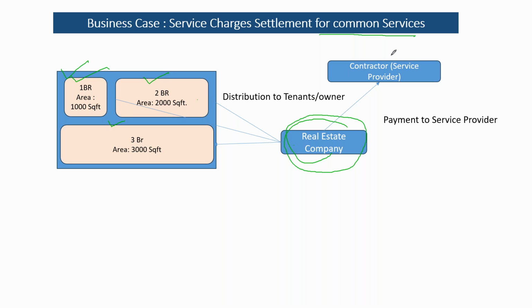This is the contractor service provider who is directly providing the services, like cleaning. This contractor is charging the real estate company, and whatever charges the real estate company pays to the contractor, this particular amount needs to be apportioned and distributed based on the area of the rental unit. So here we are making payment to the service provider and distributing to tenants based on the areas of the rental units.